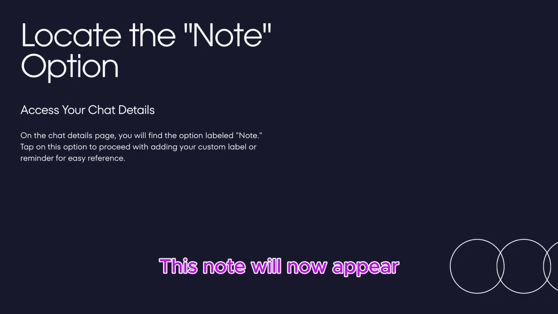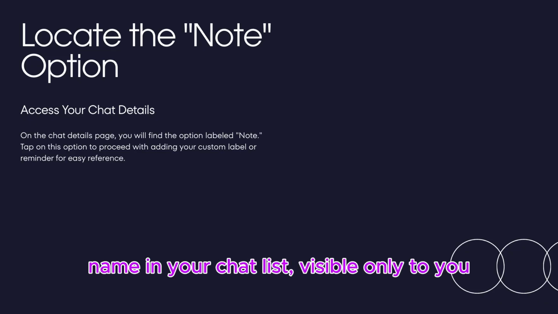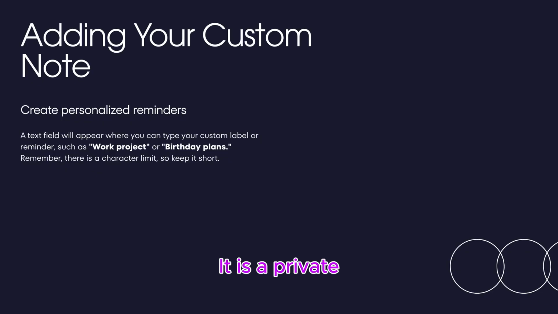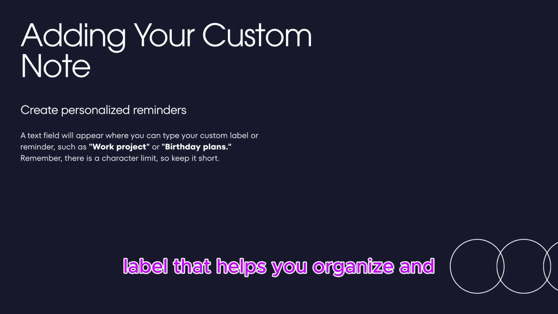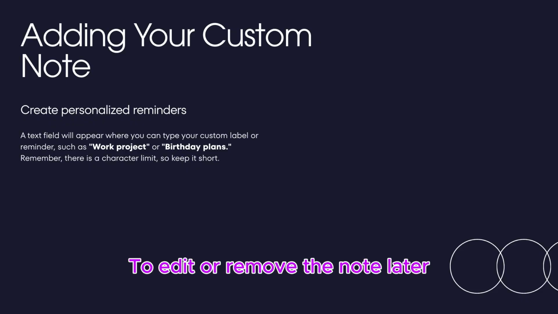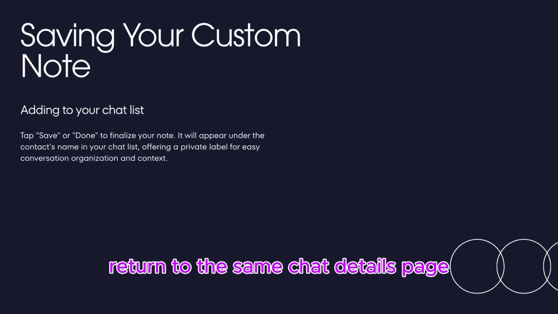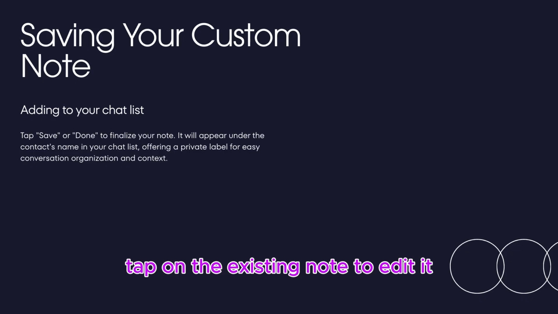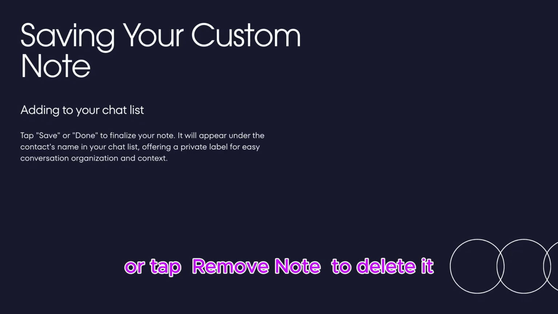This note will now appear under the contact's name in your chat list, visible only to you. It is a private label that helps you organize and remember the context of conversations. To edit or remove the note later, return to the same chat details page. Tap on the existing note to edit it, or tap Remove Note to delete it.